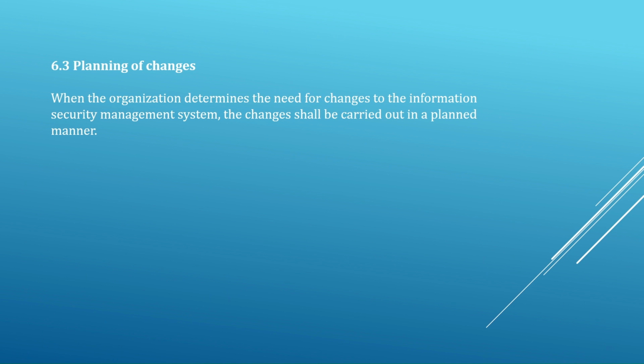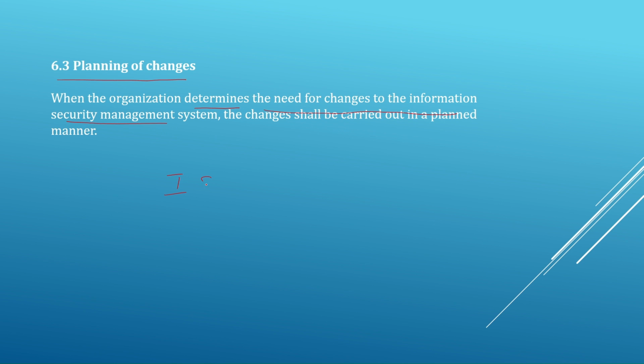Clause 6.3, planning of changes. It says that when an organization determines the need for changes to the information security management system. See, your company will evolve with time. New businesses will come in, some businesses will just fade away. So it is an evolving process. What this clause says is, as your business evolves, ensure that you also make the changes in your information security management system. The changes shall be carried out in a planned manner.